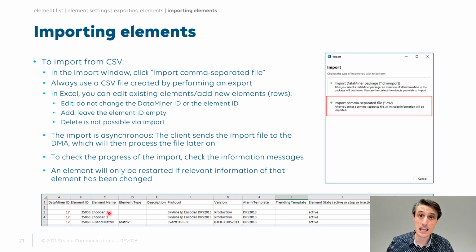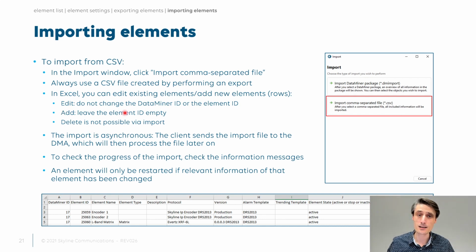You can change the name of the elements, but we will only know about which element you're talking about if we have that DataMiner ID, element ID reference here. So don't touch the DataMiner ID, element ID column. And all the other stuff you can change. That's editing. So you can edit any of the existing rows.